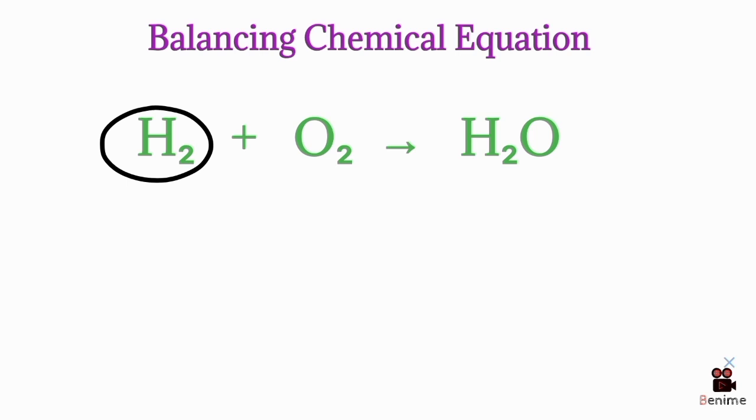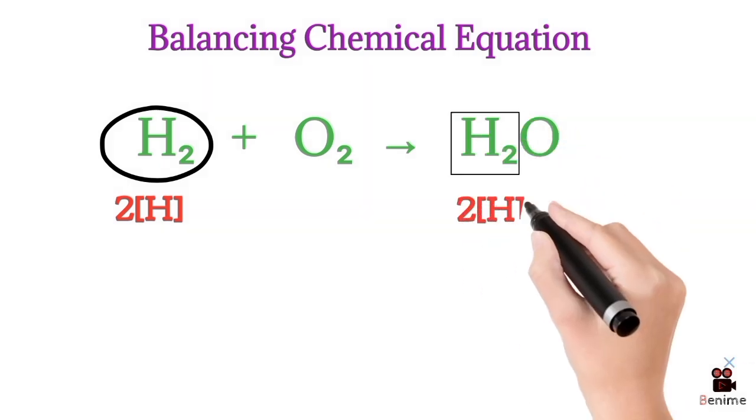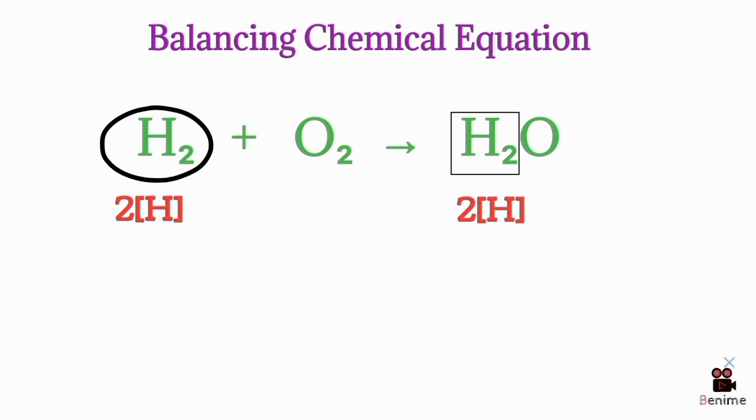Count all hydrogen atoms present on the left side of the arrow. There are 2 hydrogen atoms in total. Now again, count all hydrogen atoms present on the right side of the arrow. There are also 2 hydrogen atoms on the right side of the arrow. Hydrogen is looking balanced, but not final till we balance the whole equation.